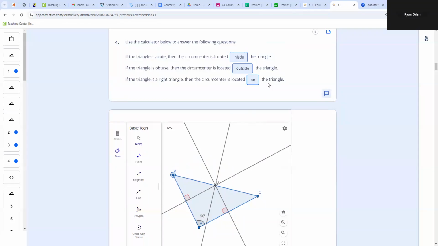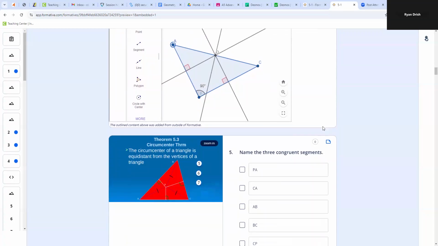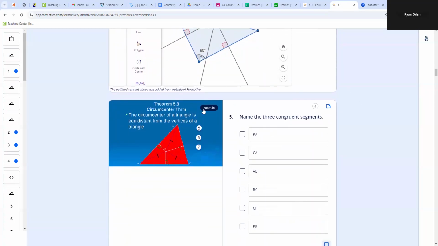So we can manipulate those sides to see where the circumcenter ends up. The circumcenter is dependent on the type of triangle that we have. Now let's talk about why this is important.